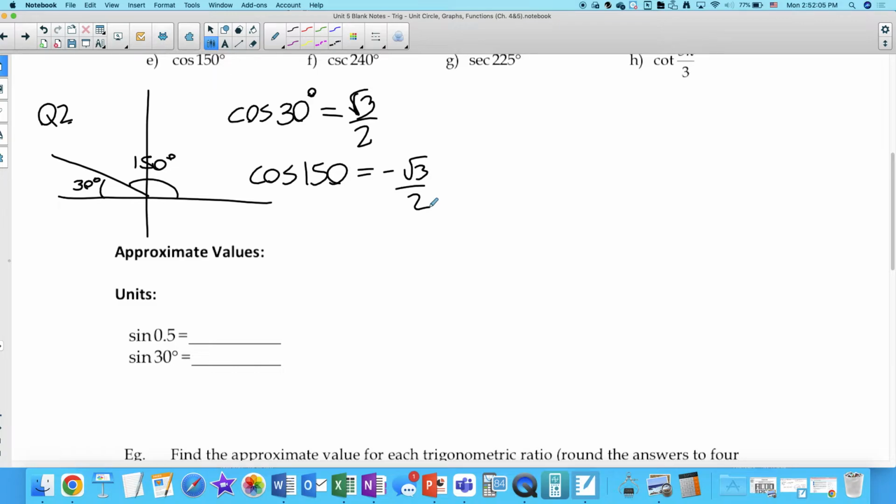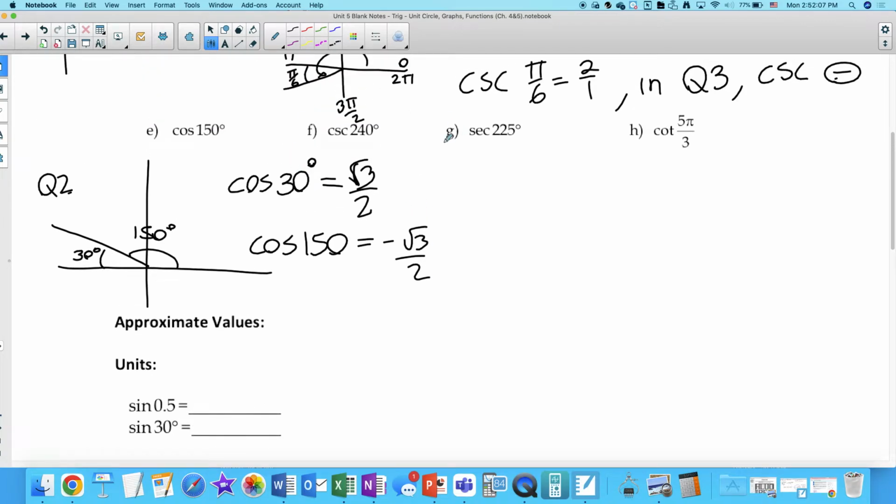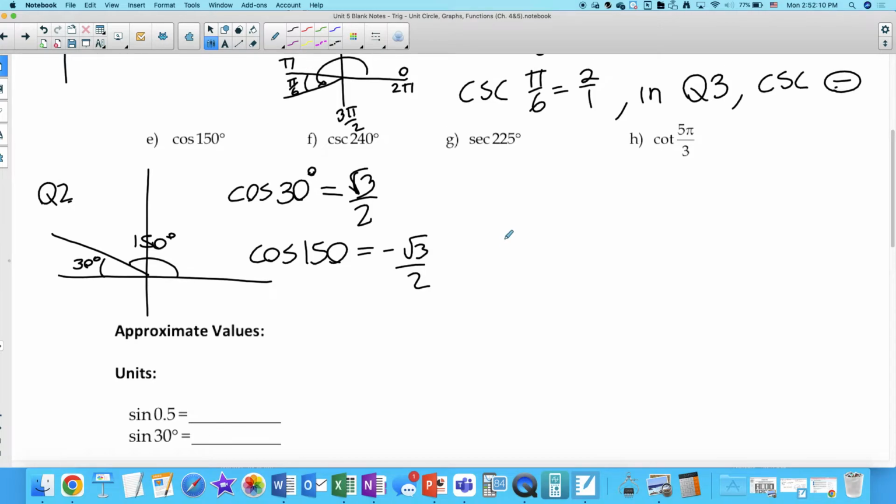Okay, here's the next one. Cosecant of 240 degrees. Okay, so let's draw that 240 degrees. That's over here. This is 180. So 240, what's this angle? 60. Yeah. Okay, so what I'm going to do is I want to know first what the cosecant of 60 degrees is.